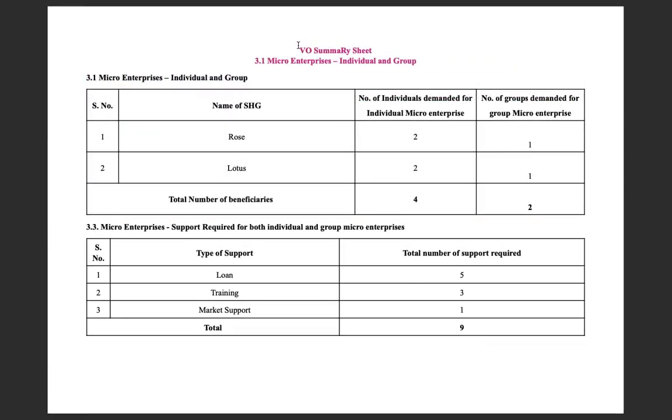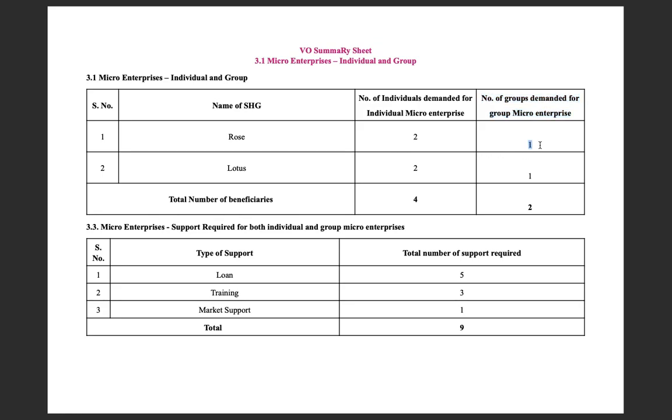So when we fill the VO summary sheet, we first write against each SHG the number of individuals who want to do individual micro enterprise and the number of groups who want to do group micro enterprise. So we know that 2 people from Rose SHG and 1 person from Lotus SHG wanted to take up individual micro enterprise, and 1 group from Rose SHG and 1 group from Lotus SHG wanted to take up group enterprise.